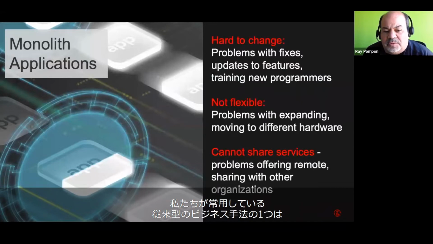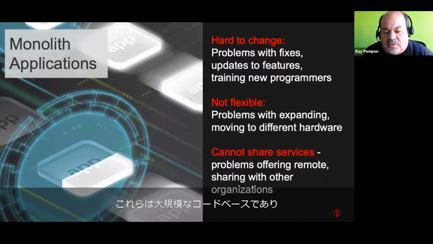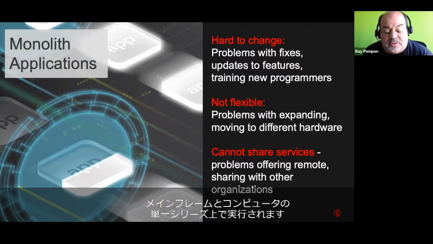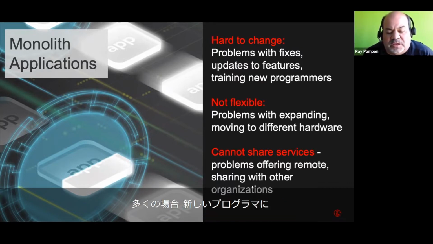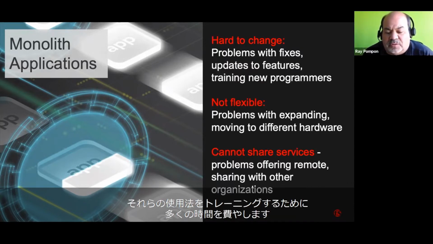One of the ways we've always traditionally done business is what we call monolith applications. These are the large-scale code bases where things are running on a single computer or a single series of mainframes and computers. And they tend to be very difficult to upgrade and change, and often you spend a lot of time training new programmers on how to use them.